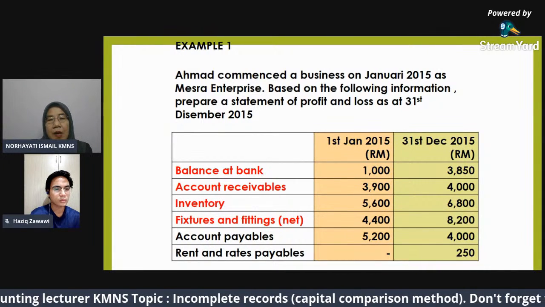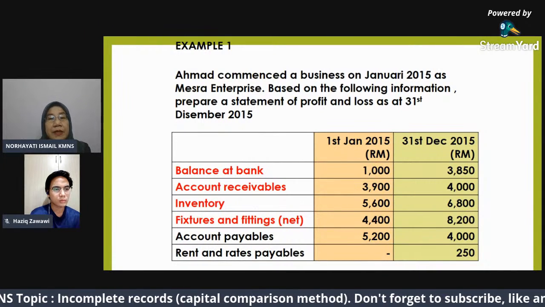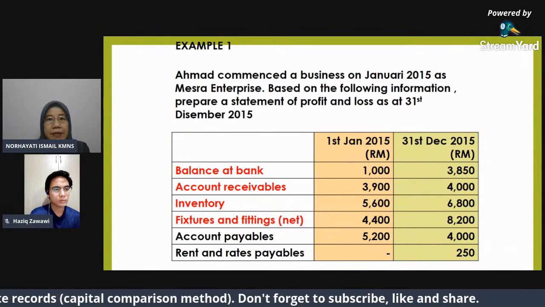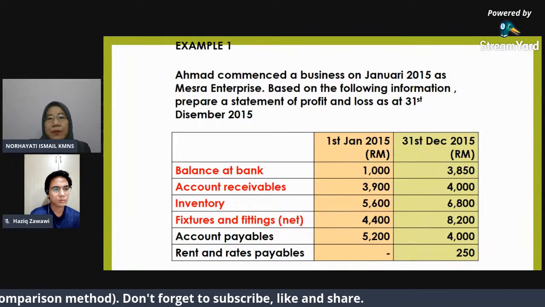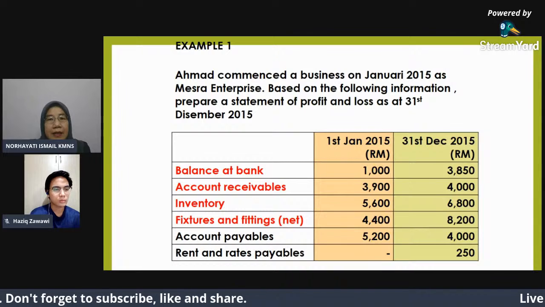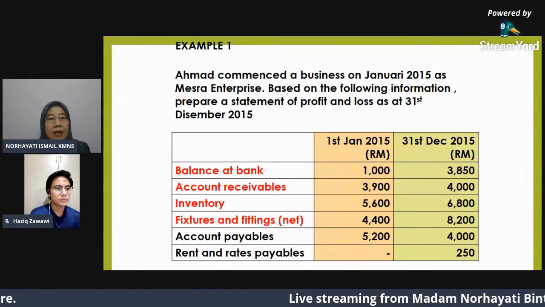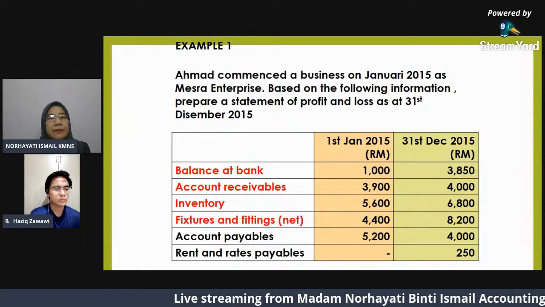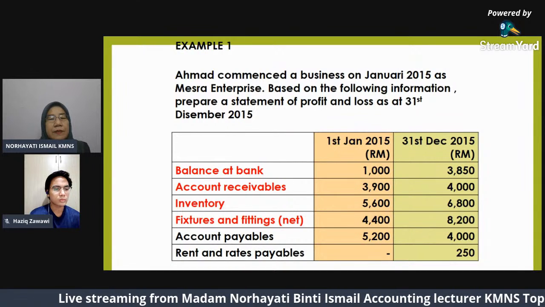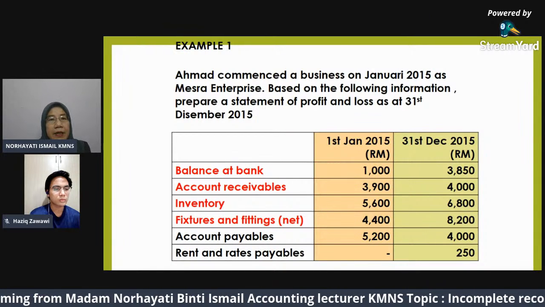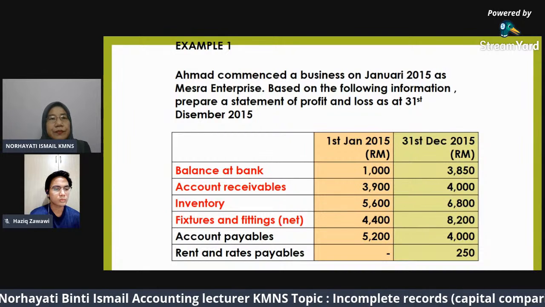And this is the amount at the beginning of the accounting period. And this one is for the asset at the end of the accounting period. And you have only 2 liabilities: account payable and rent or rates payable. Okay, now what should you do?